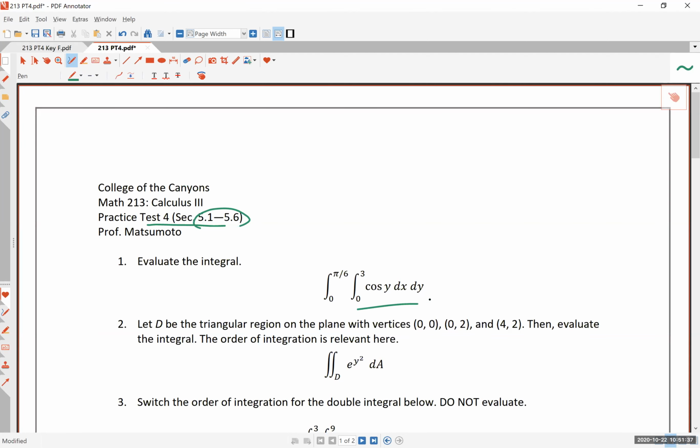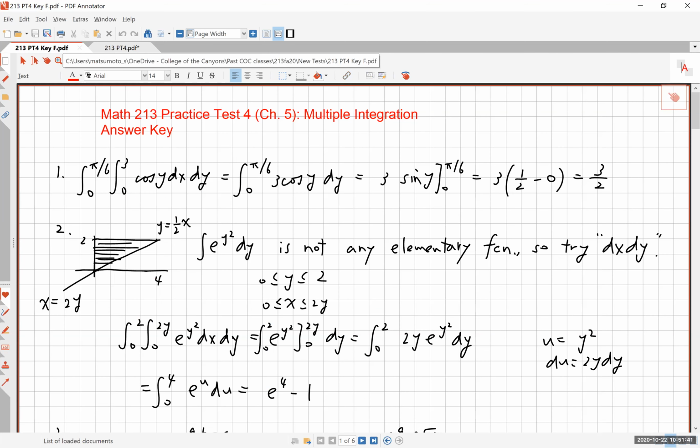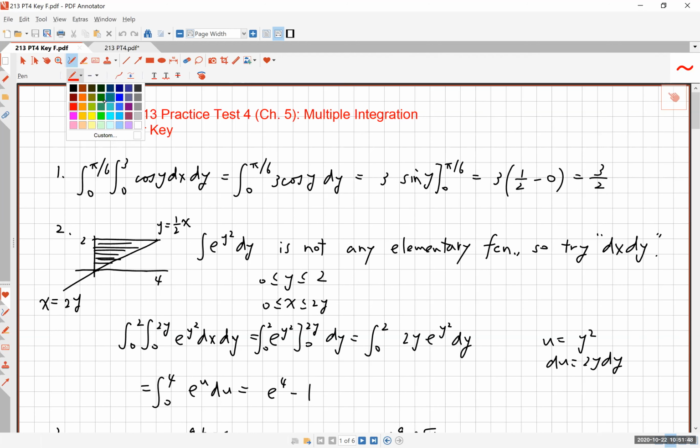Number 1, evaluate this integral. I hope this is going to be simple. Let's go ahead and look at the solution, and I will be making notation with my green virtual pen.